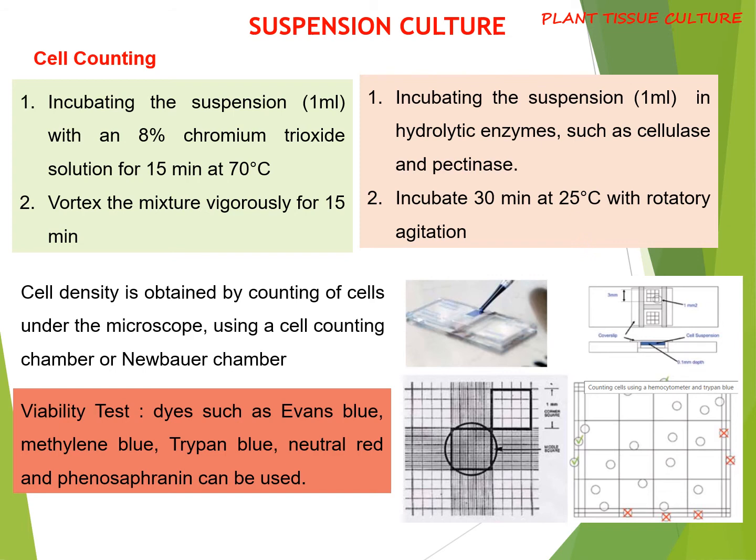Once we get single cells in the suspension media, the cell counting is done under a microscope using a cell counting chamber. The viability of the cells can also be checked by using dyes like trypan blue, Evan blue, methylene blue.